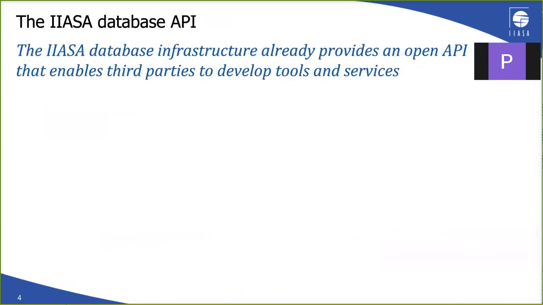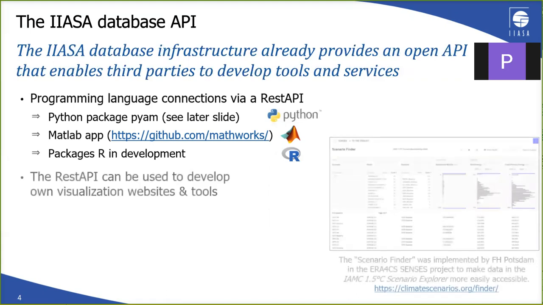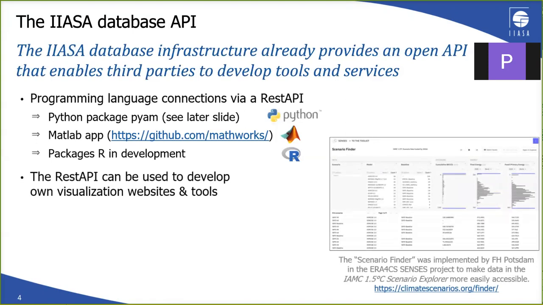We also offer a database API so that you can directly interact with the underlying database underneath the Scenario Explorer. We currently have packages available to do so in Python. There is also a package available in MATLAB, and for R, there is a package that is currently being developed. This REST API you can use to develop your own visualization websites and tools. One of these examples is the Scenario Finder, which was implemented as part of the climatescenarios.org homepage by a colleague from FH Potsdam.